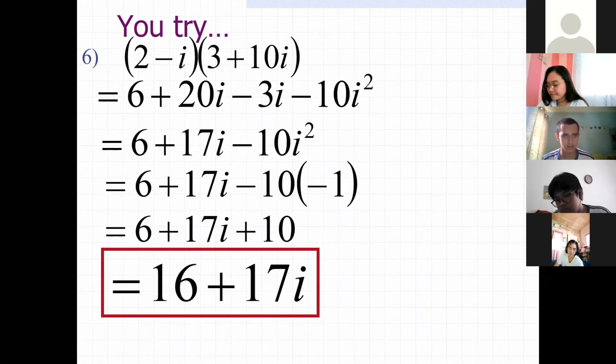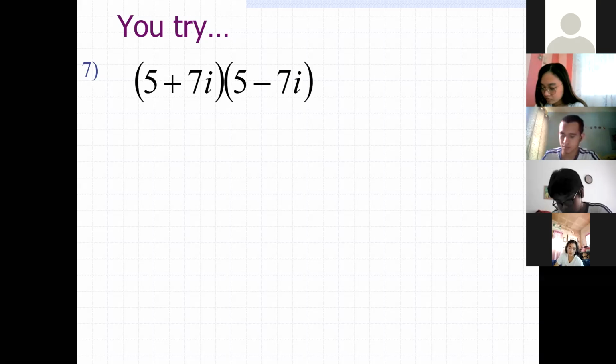Clarifications? If you have a question, then unmute yourself and raise your concern, while we proceed with the next example to be answered by Ken Robertson. 5 plus 7i multiplied by 5 minus 7i.